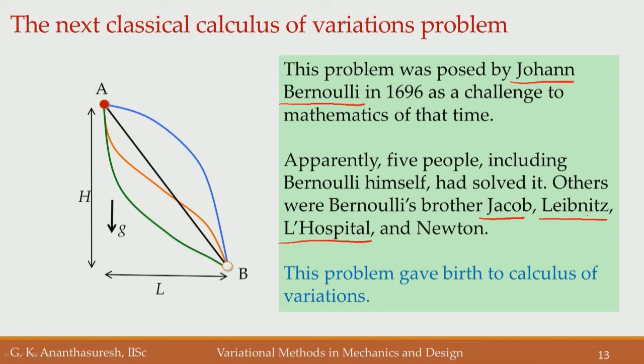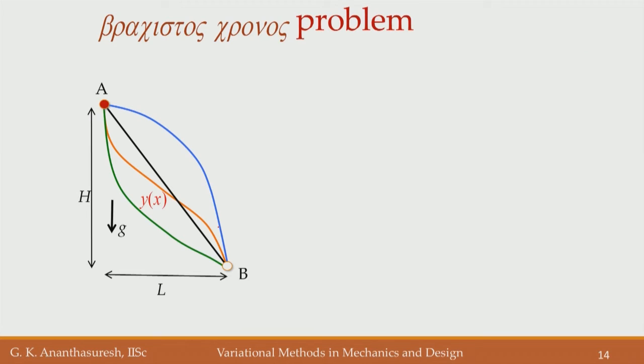Anyway, 5 people solving a problem gave birth to the field of calculus of variations, okay, where the unknown curve, in this case the straight line and a kinked straight line is not a solution, a continuous curve is a solution. That is why this problem has become a classical problem in calculus of variations, and that goes by this name, if you can read it.